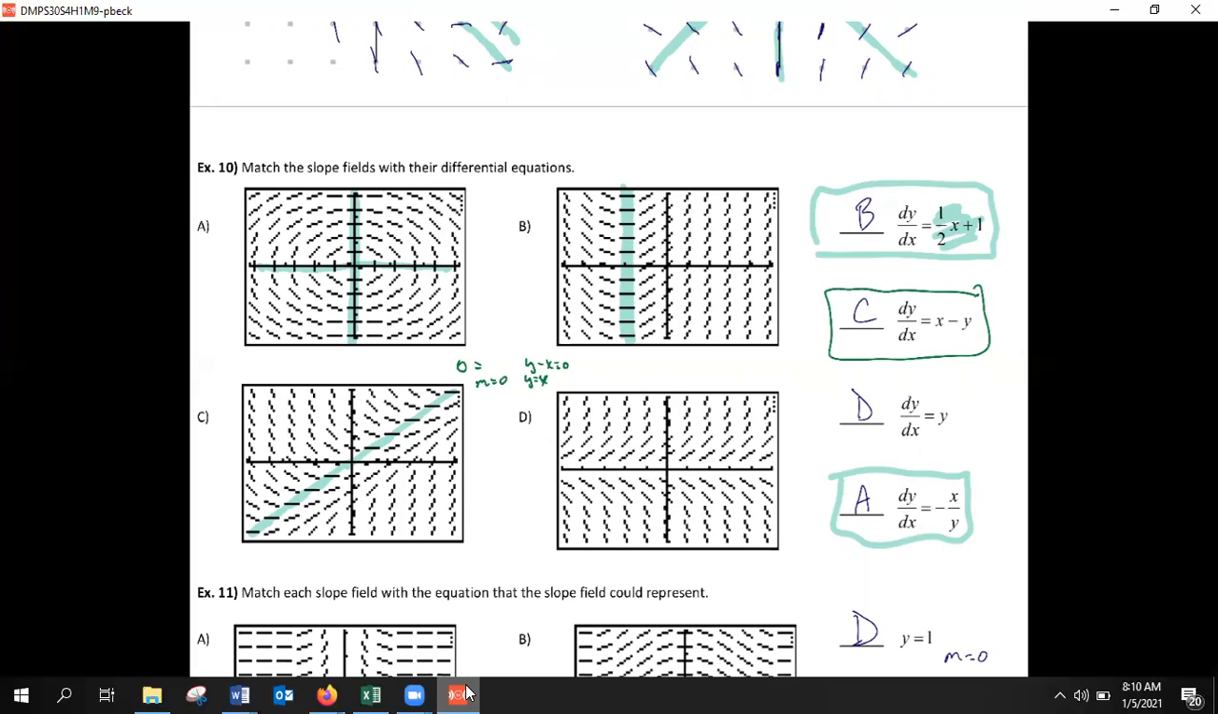And then the last one, just to generalize, whenever y is 0, I have a slope of 0. Whatever the y value is, I have the slope of y, which is this one right here.